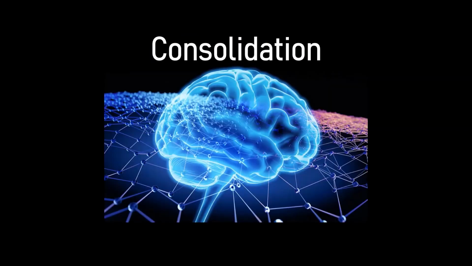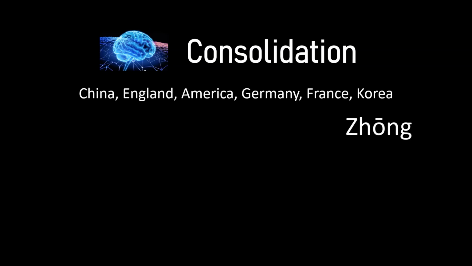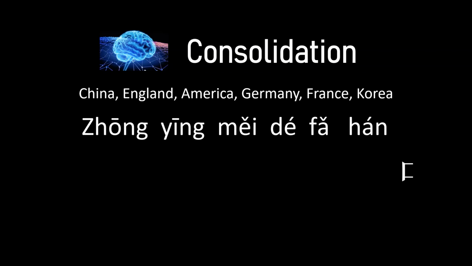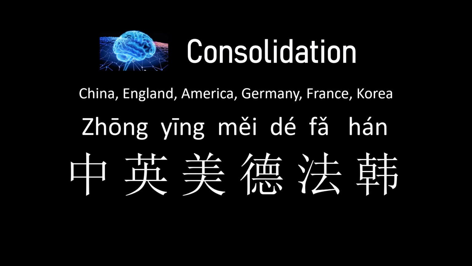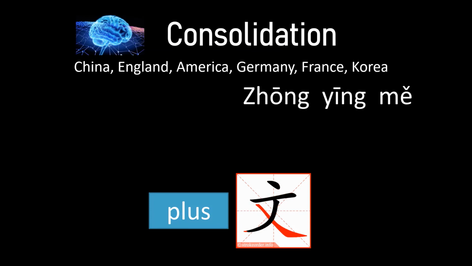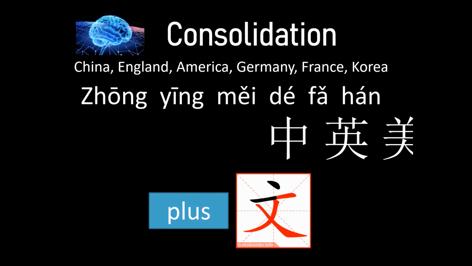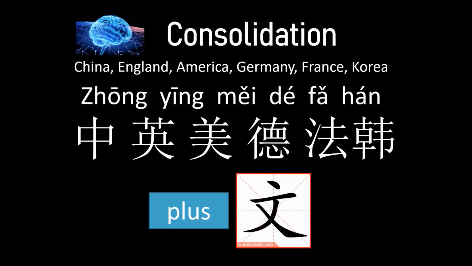Alright, that's 10 minutes. So let's quickly consolidate what we have learned so far. The quick way to memorize 6 countries is 中英美德法韩. This is the foundation. If you know 中英美德法韩, then you simply add the word 文 after them. Of course, except for 美, because in America, Americans speak English as well. So that's one exception to the rule.